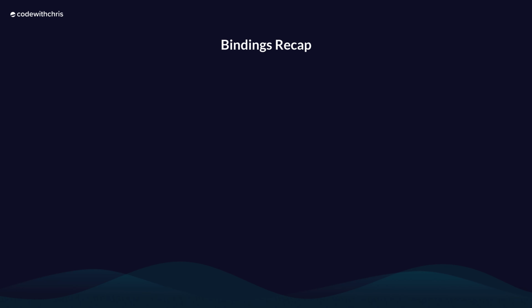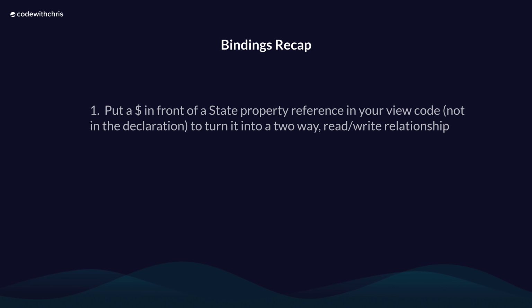So let's do a quick recap of bindings. You put a $ sign in front of a state property reference in your view code. Remember, not in the declaration, but in the reference, to turn it into a two-way read-write relationship. So the next question is, what is the @Binding property wrapper? Let's go back into Xcode so we can see it in action.